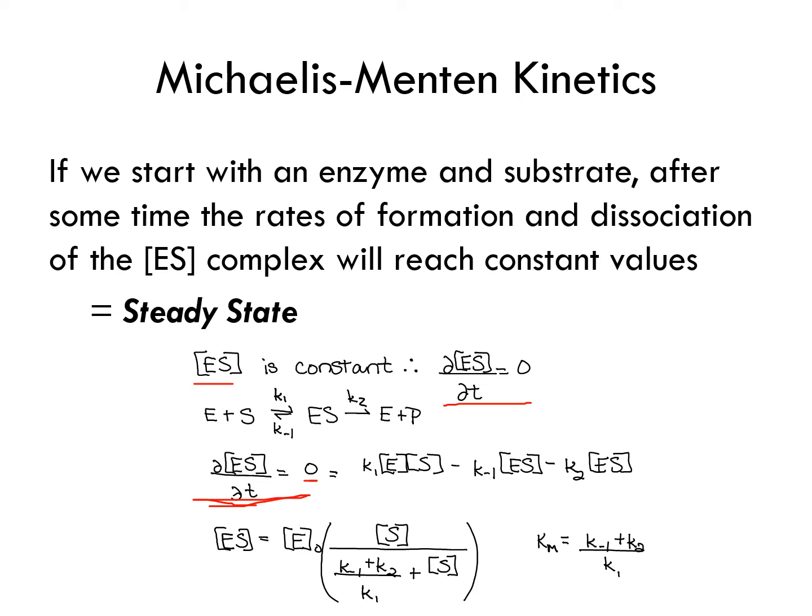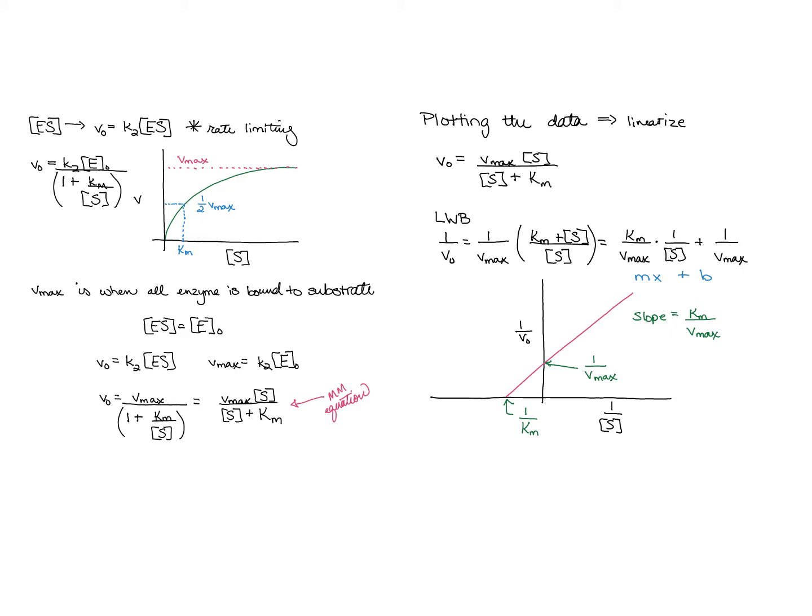So if you rearrange this so that we're looking just for our enzyme-substrate complex, we get this massive equation: the concentration of E initial times the substrate concentration, divided by (K-1 plus K2) divided by K1, plus substrate concentration. And this breaks down a little bit with looking at our Km value. So this whole section right here actually is equivalent to our Km, which leads into some other equations that we can work with.